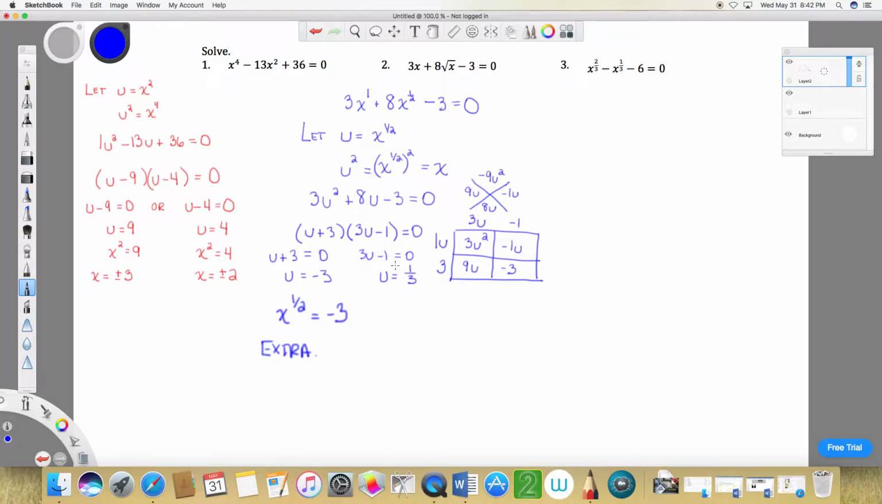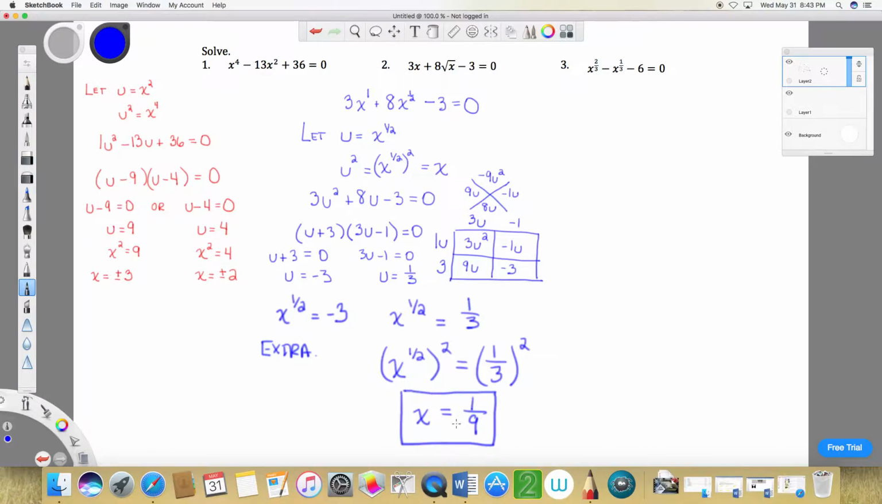But here, if I replace u with x to the 1/2 power is equal to 1/3. If we square both sides, remember that if you have a power to a power, you multiply the exponents. So if we square the left-hand side to balance the equation, we have to square the right-hand side. Half of 2 is 1, so you have x to the first power is equal to 1/9. And that's our only solution for this equation.